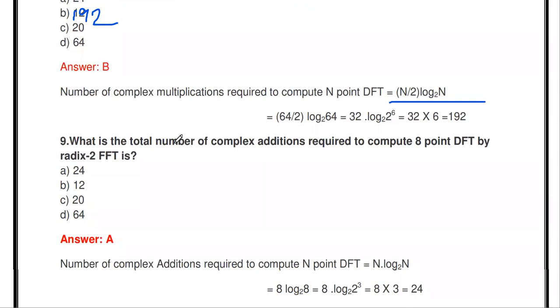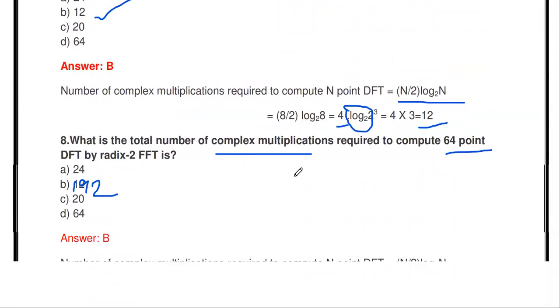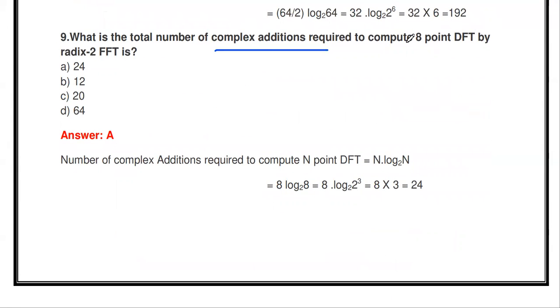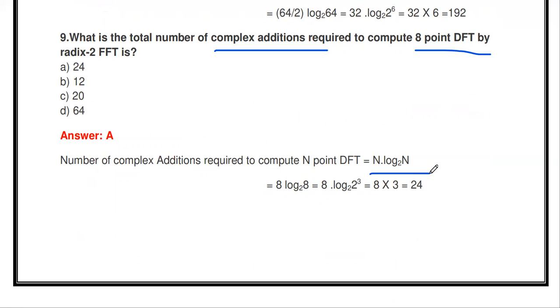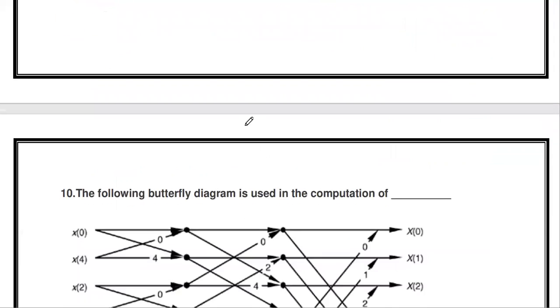Then the next one: what is the total number of complex additions required to perform the 8-point DFT? In the previous question we calculated the complex multiplications. Here, how many additions are required to perform an N-point DFT? N into log n. So 8 into log 8. This 8 can be written as 2 to the power 3. So 8 into 3 is 24. So A is the answer. Okay, so this is also a question.